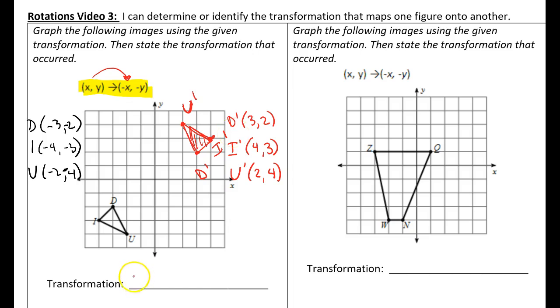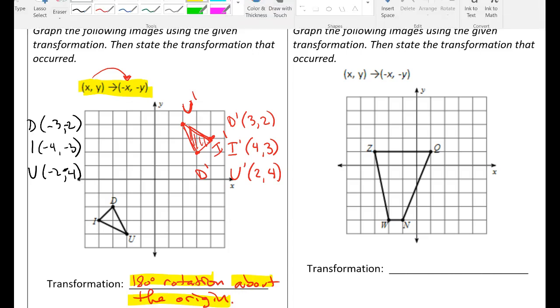So the transformation is 180 degree rotation about the origin. Okay, it's important to note in your answer that it's 180 degree rotation and also that it's about the origin. You need both of those in order to complete the answer.